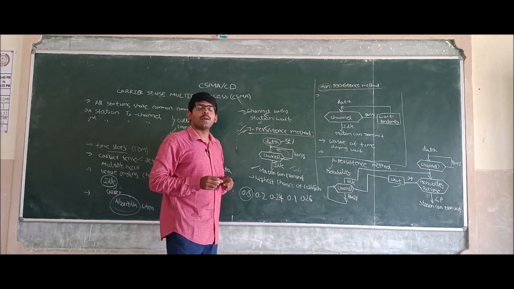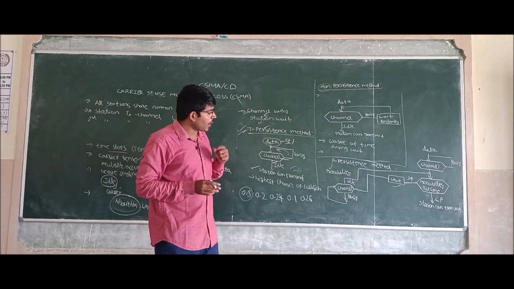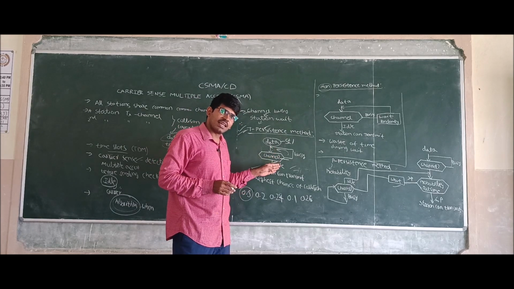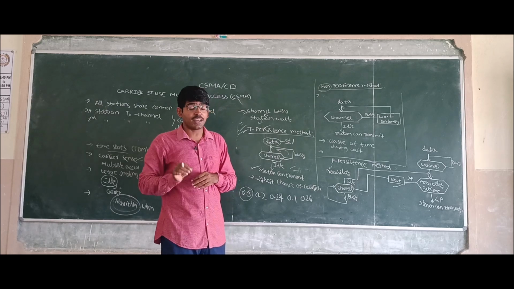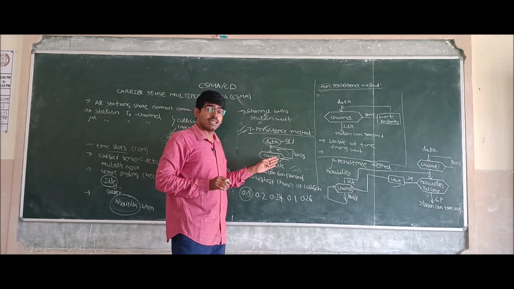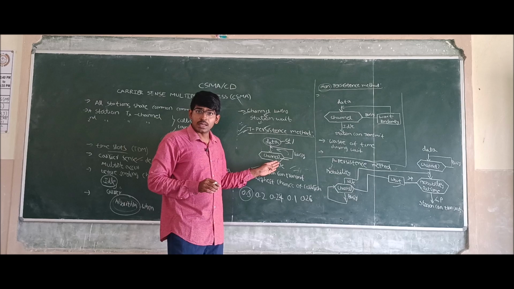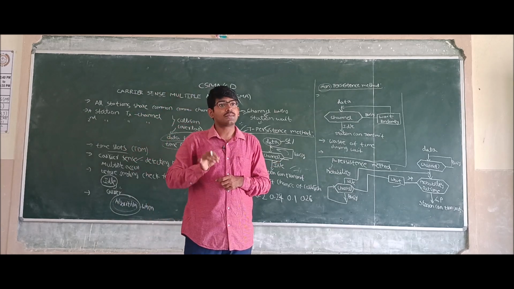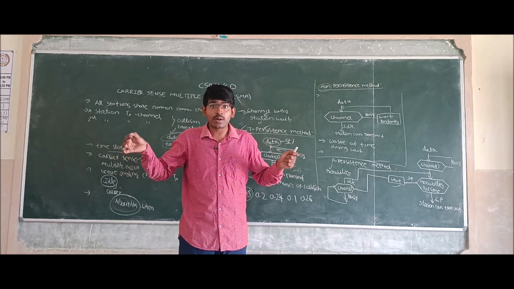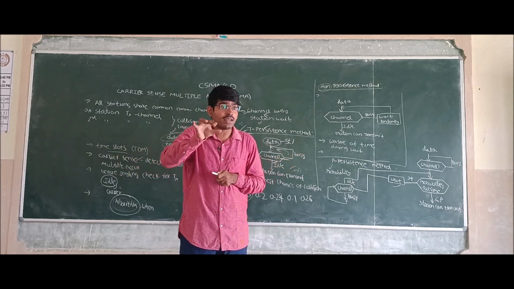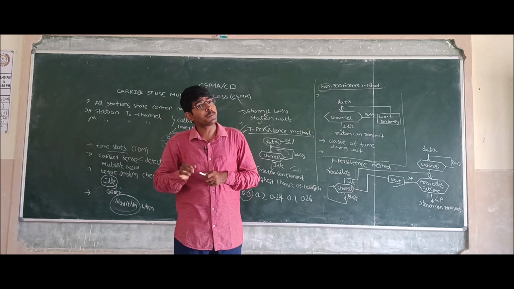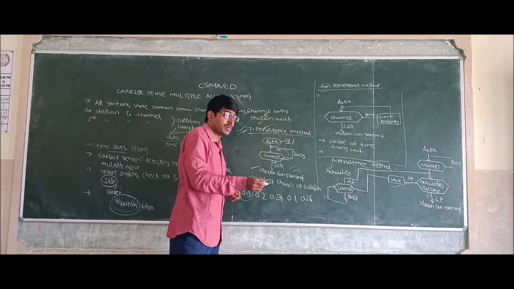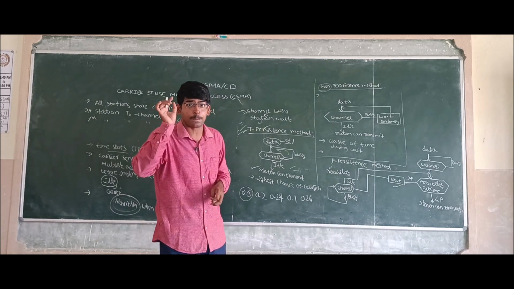Now what is the problem with this? The problem is when a station finds a channel as idle, another station may also find that channel as idle. So n number of stations may find the same channel as idle, and these n stations can transmit the data at the same time.